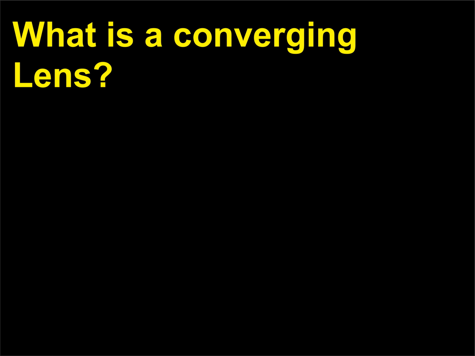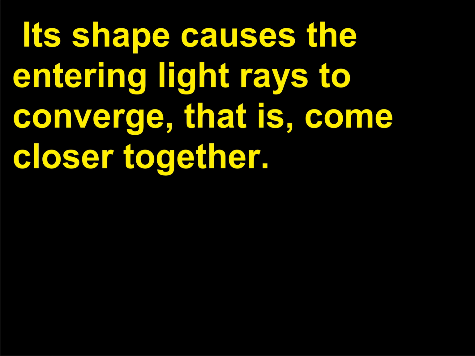What is a converging lens? Has at least one convex side. Its shape causes the entering light rays to converge, that is, come closer together.